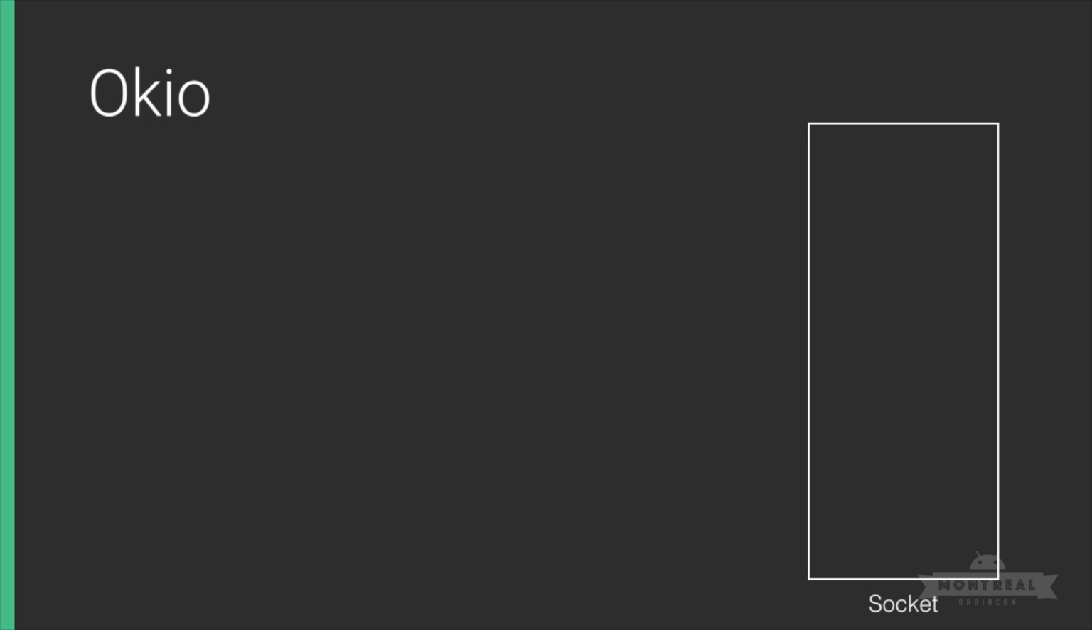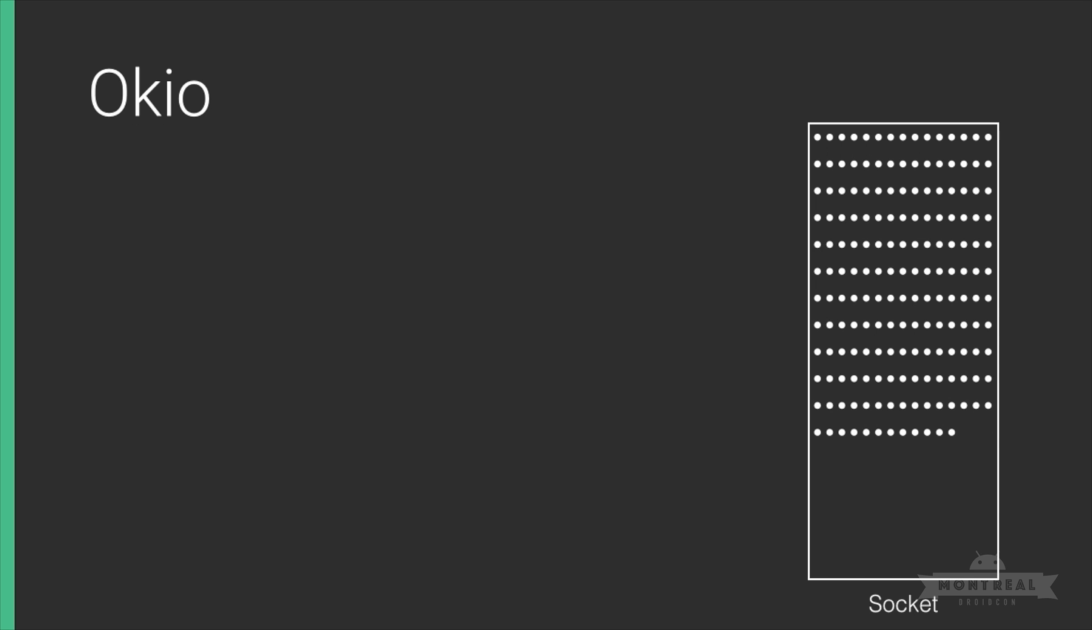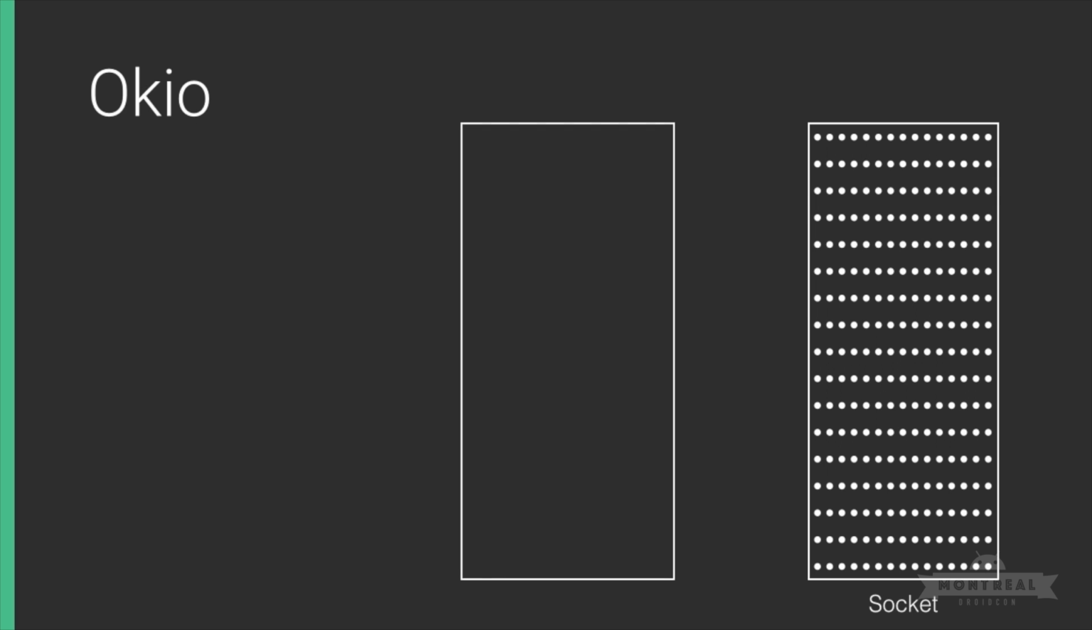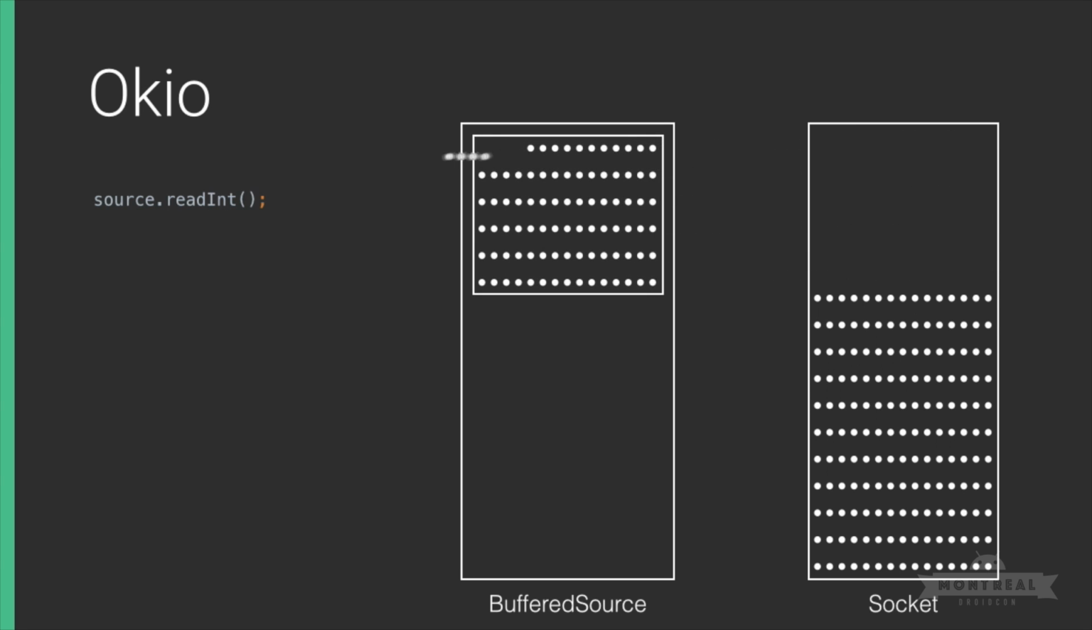Okay, so when you're interacting with lower level data sources, OkIO is going to make those extremely efficient by hiding away all the buffering that's going to happen inside these BufferedSources and BufferedSinks. So this is our socket, and we're going to fill our socket with data. So this is an HTTP response, rather, from our first slide. And we're going to sit our BufferedSource in front of it. And now we're going to start parsing our HTTP response.